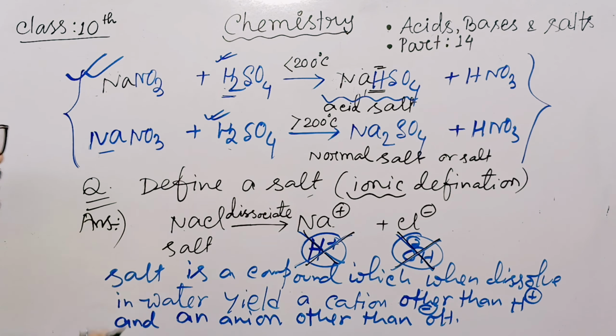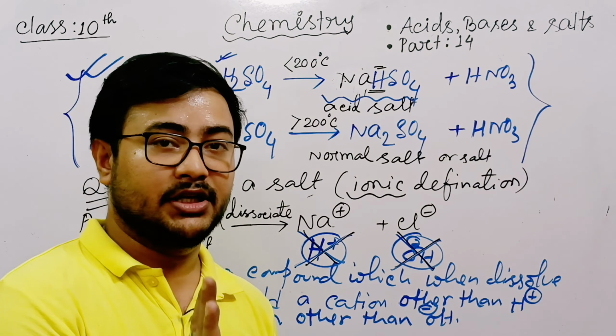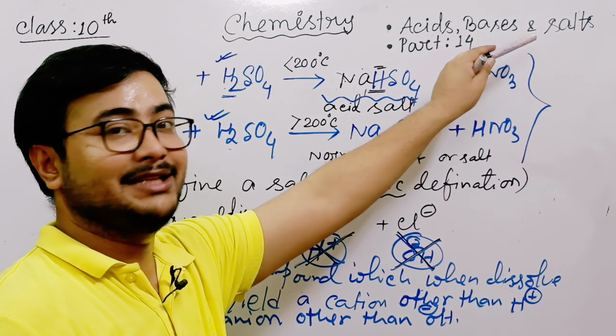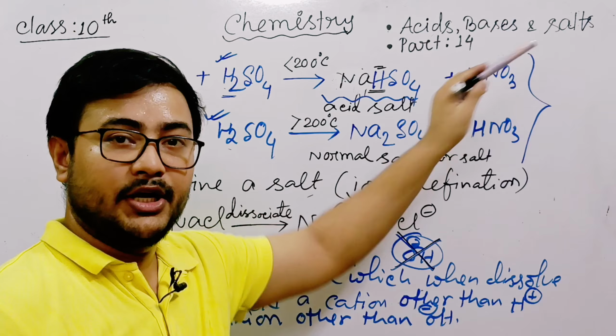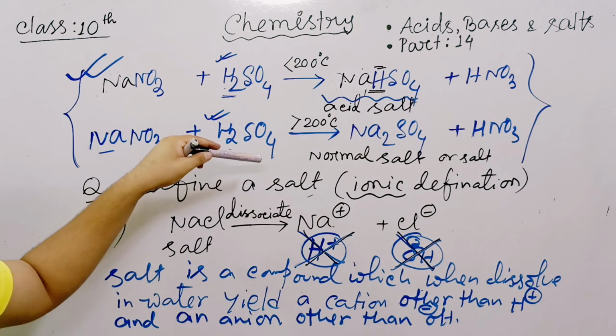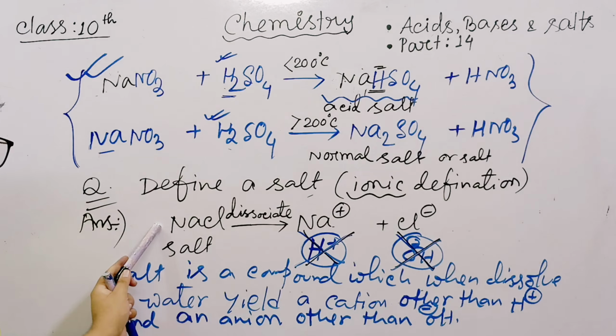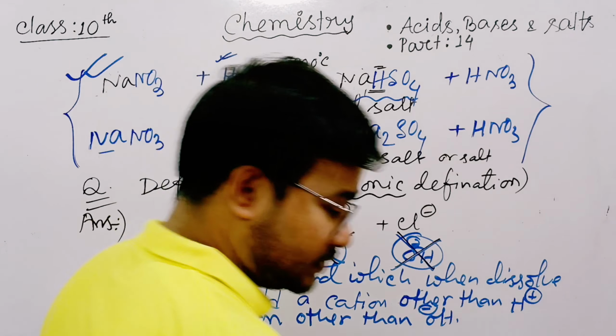They cannot form H+ as a cation, and they cannot form OH- as an anion. Do you understand? So this is the complete concept regarding salts: the normal definition with these two examples, and the ionic definition with this example. Now go to the next topic.